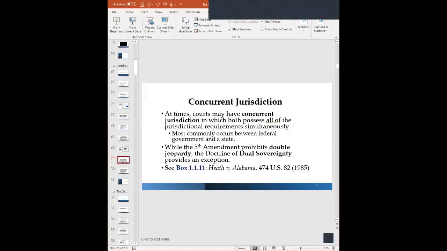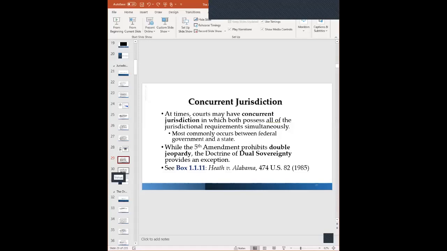It's a really interesting case that asks whether the prosecution in the state of Alabama, after a prosecution in the state of Georgia, constituted double jeopardy. The answer was no, because of the dual sovereignty doctrine. And if you read the text, it really goes into what the dual sovereignty doctrine is and why it's not a violation of the Fifth Amendment and all that lovely jazz.